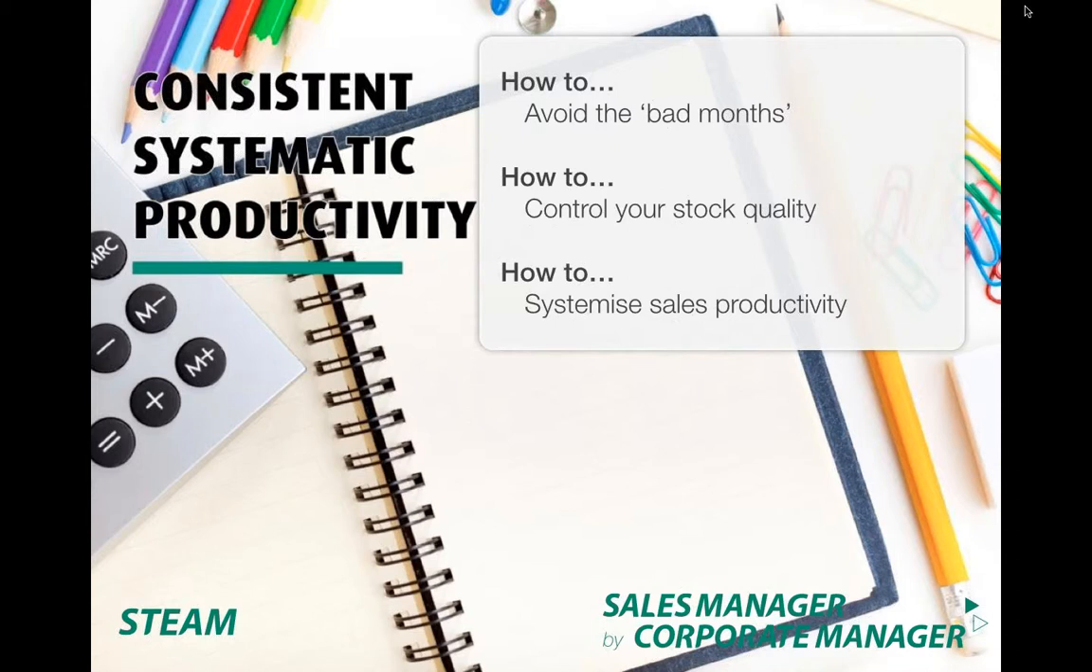And then, of course, how to systemize that sales productivity. Just get it down to a systematic flow where the protocols themselves are managing the productivity and its consistency on a monthly basis. Please believe me, this is a reality.